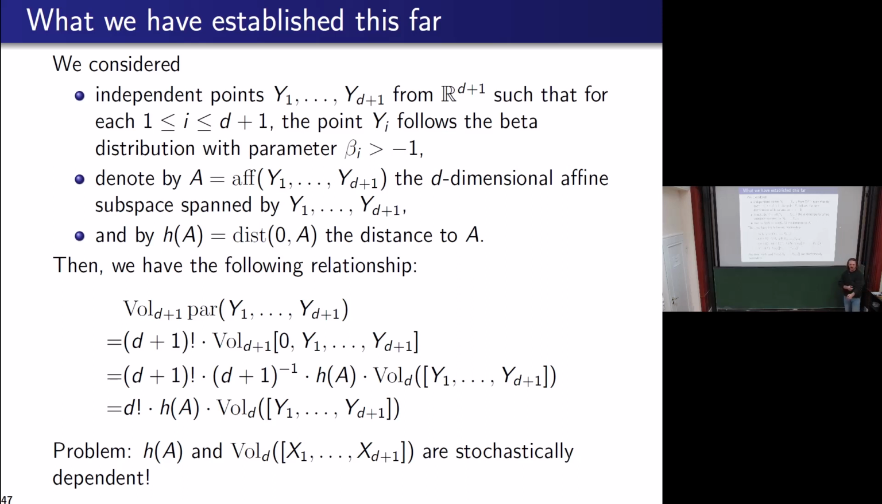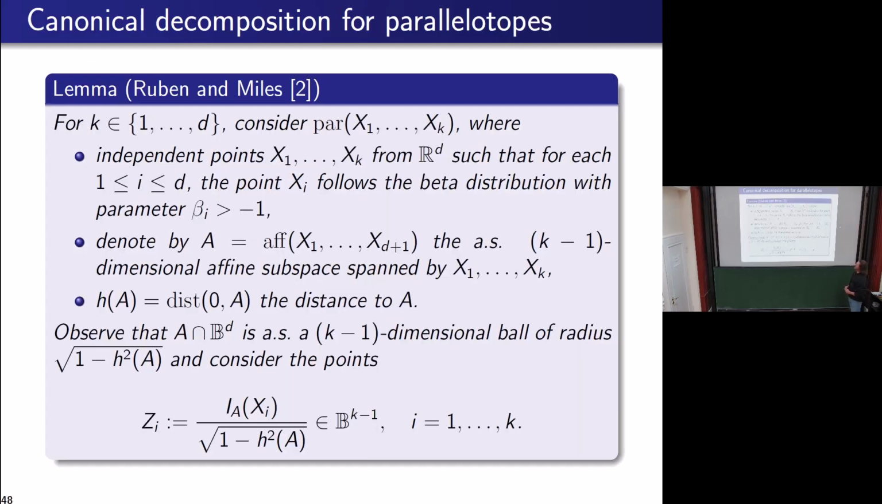So this is where we need to do some more work, and what I meant with rearrange cleverly, because we're going to need another statement, and this statement is originally due to Ruben and Miles. Now this might look like a lot, but actually the first part is just what I've introduced on the other slide, so there's nothing new here. And what is new on this slide is the statement that this affine subspace intersected with BD is almost surely a k-1 dimensional ball that has this radius.